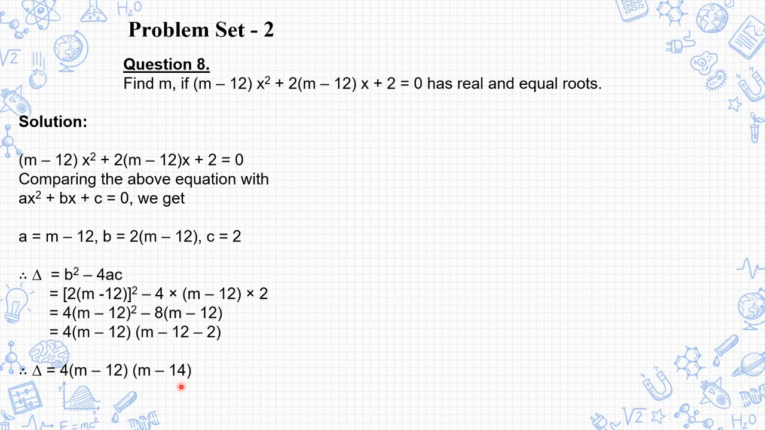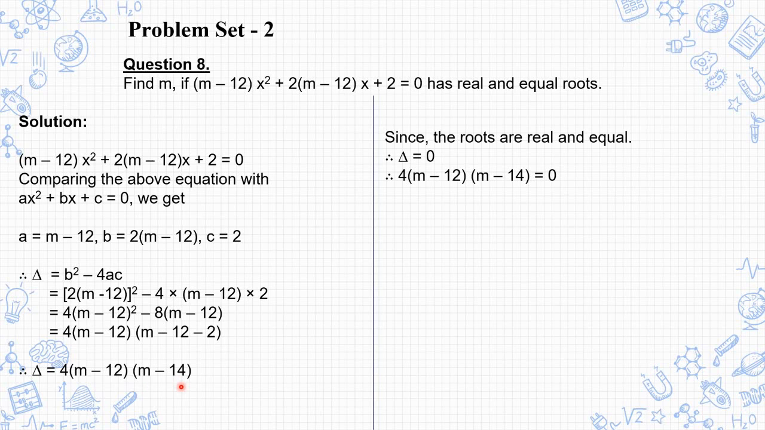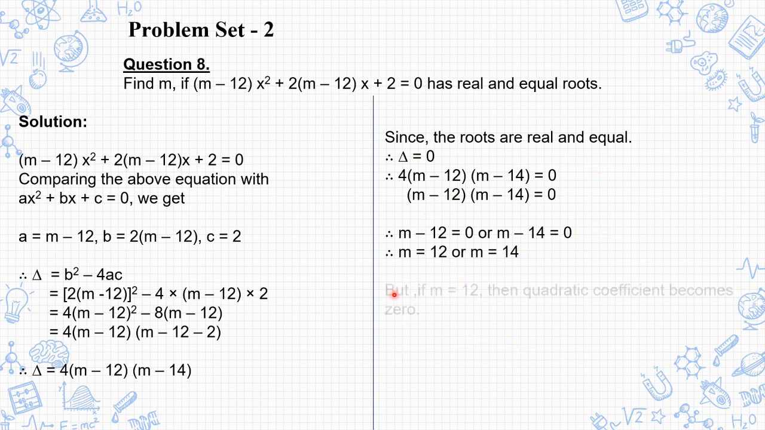Now in the question, it is given that the roots are real and equal. That means the value of the discriminant should be equal to 0. So we'll take 4 into (m minus 12)(m minus 14) equal to 0. And we'll simplify it, we get (m minus 12) into (m minus 14) equal to 0. So from here we can either say m minus 12 equal to 0 or m minus 14 equal to 0. If you take minus 12 on the other side, m will be 12, and here if you take minus 14 on the other side, m will be 14.